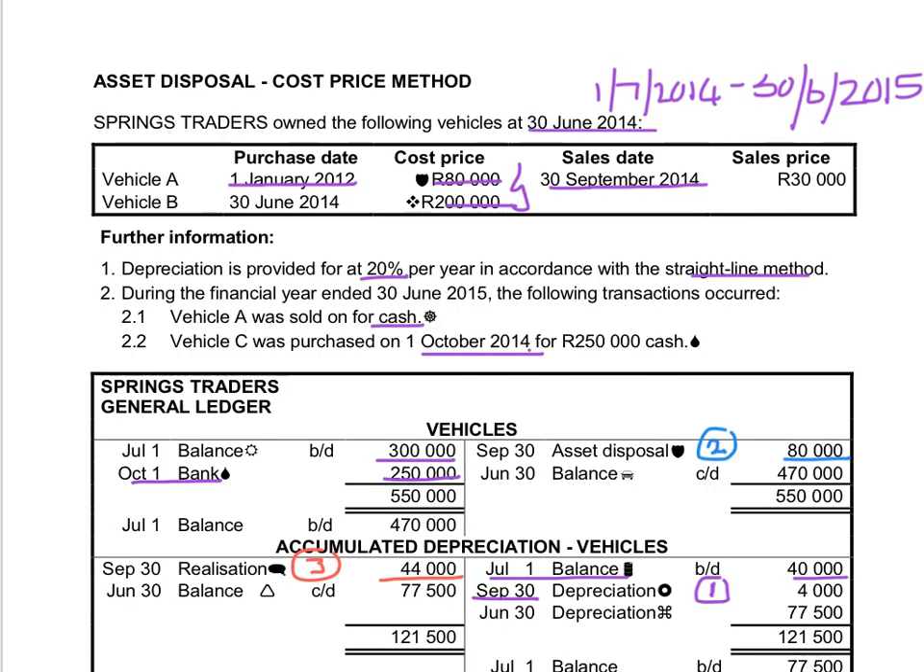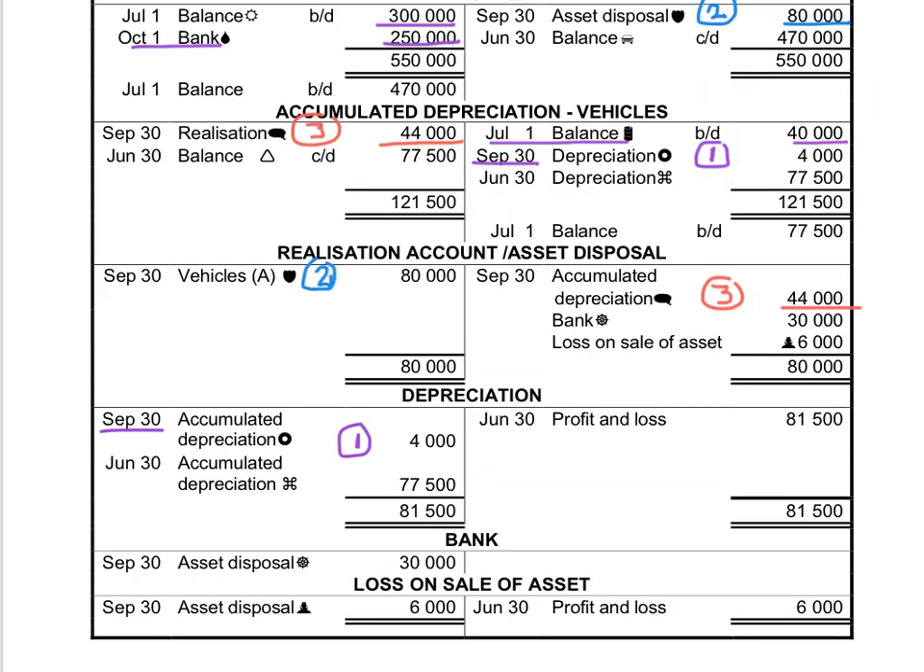Step number 4 is to determine how much money did we get and whether this transaction was cash or credit. And they give us the sales price as 30,000, and they say that the vehicle was sold for cash. In the asset disposal account, my step number 4 will be to show that the bank account is debited with the 30,000 that we receive, and asset disposal is credited with the 30,000.